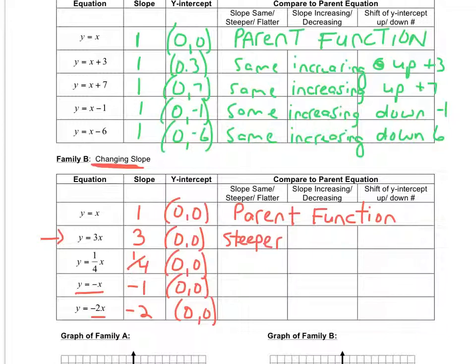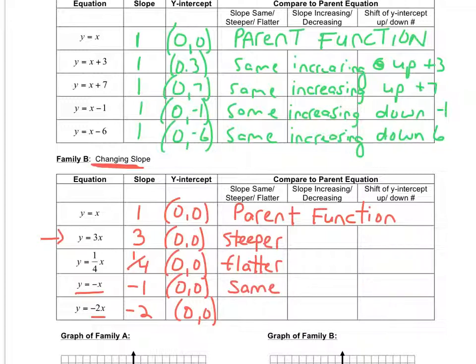This slope is 1/4, so it's less than 1. If it's less than 1, that means it is flatter. All right, this one is -1. Well, that just means that the steepness is the same because it's also 1, just like this is 1, but the negative is going to tell me that it's a decreasing line, which we're going to fill in right here. So the slope is actually the same, it's just going in a different direction. So we're going to put same right here.